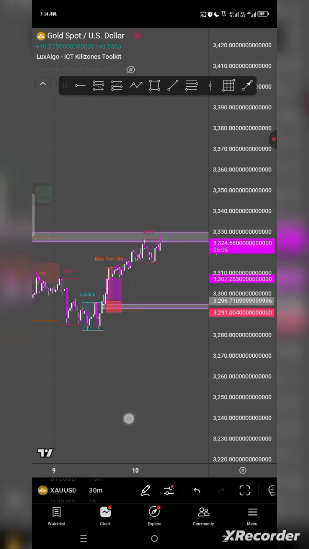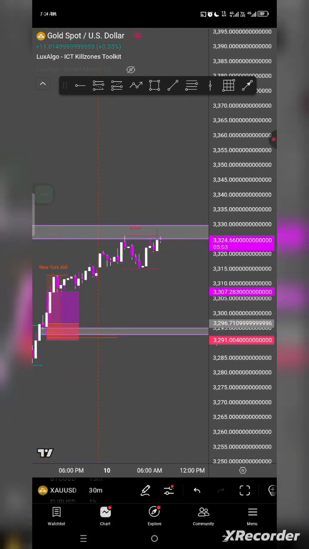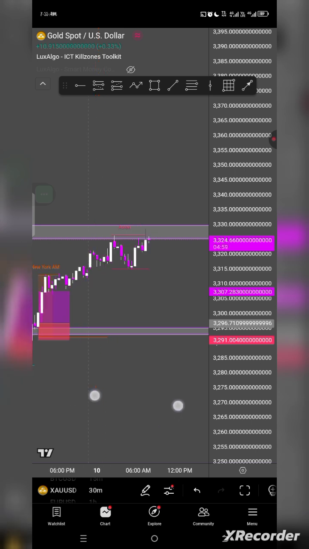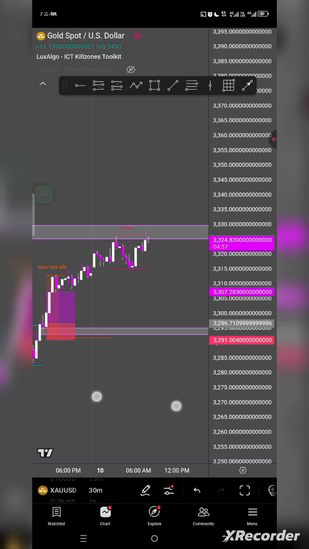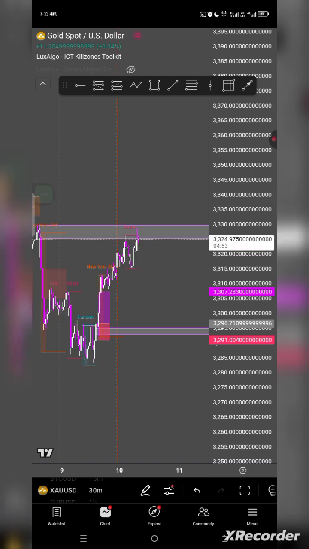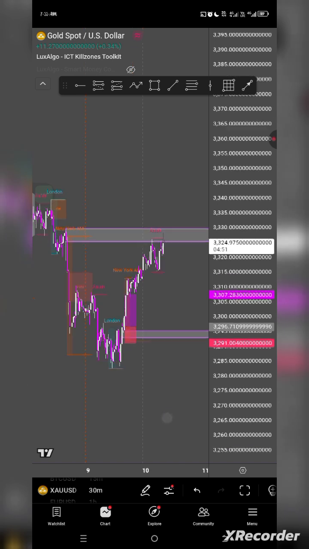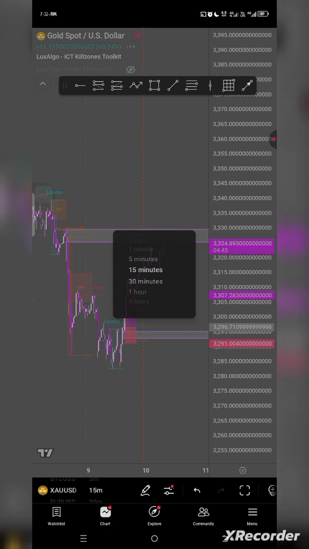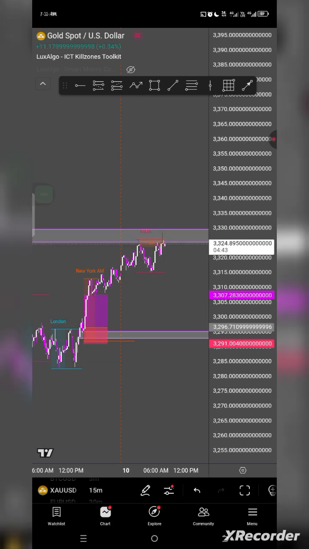So currently we have actually wicked. Yeah, we actually wicked that zone before, but then still going back there now. So I'm actually hoping price will respect that zone, and if it doesn't, we'll just look for other setups.